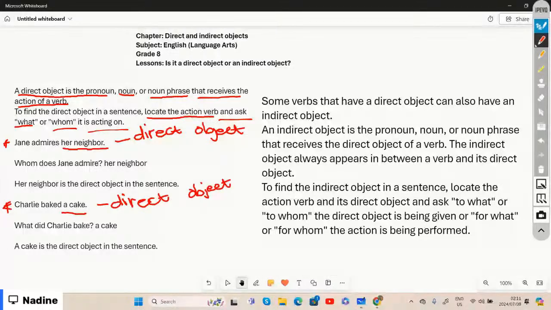All right. And then you said that it's a direct object. But with a direct object, we also have an indirect object. Some verbs that have a direct object can also have an indirect object. An indirect object is the pronoun, the noun, or the noun phrase that receives the direct object of the verb.